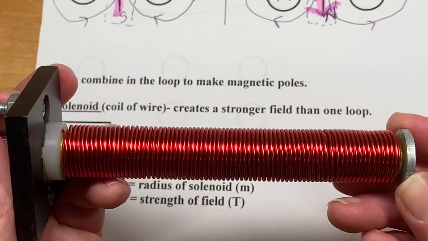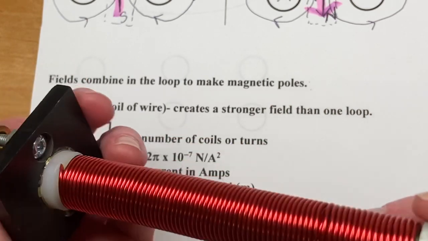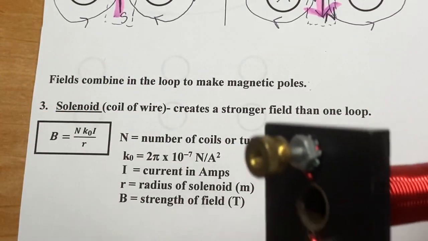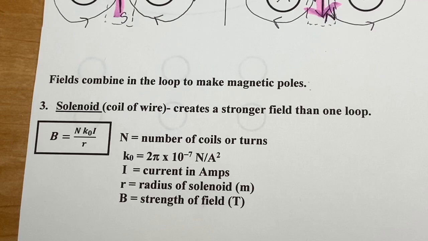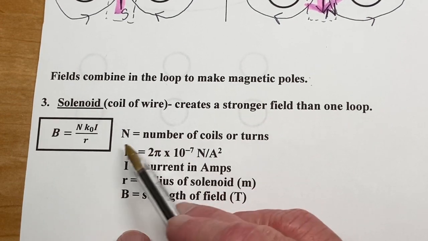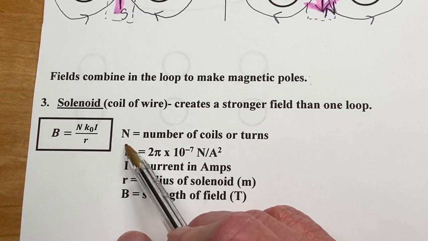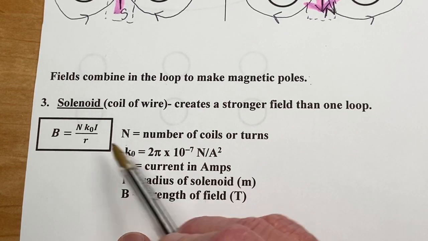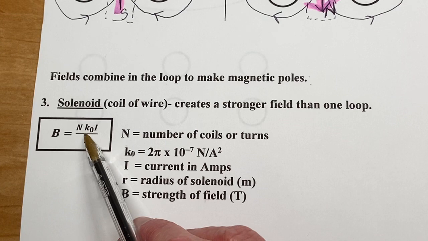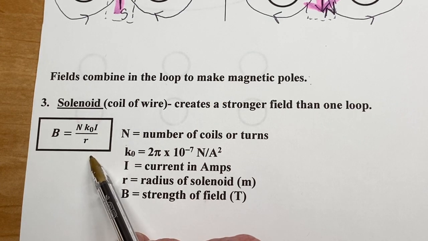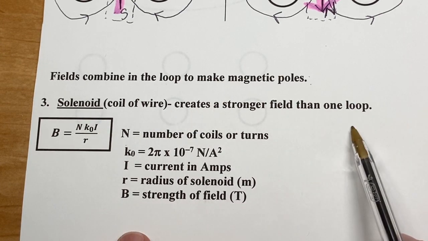Solenoid: lots and lots of coils wrapped on a tube, and most solenoids will have metal in the middle, but they don't have to. The formula is the same as the loop, except there's a multiplier of the number of coils. So it's N, K sub 0, I over R. And again, it's going to create stronger fields.